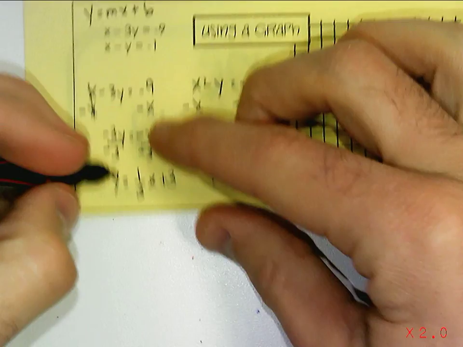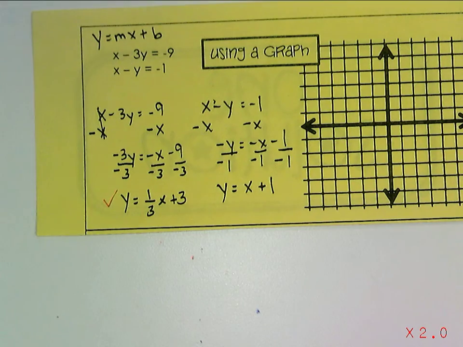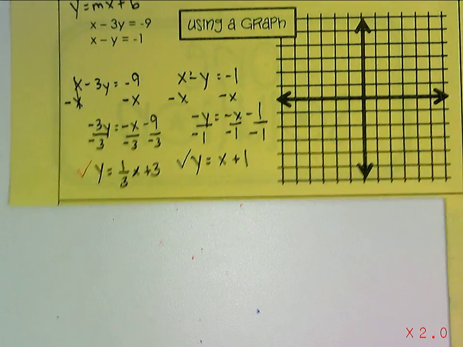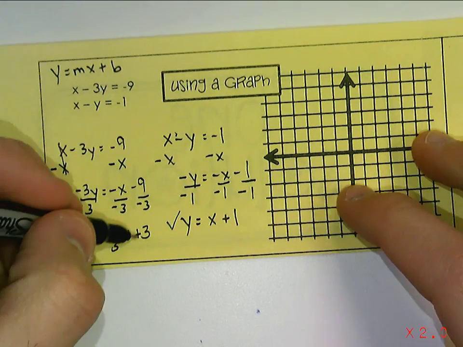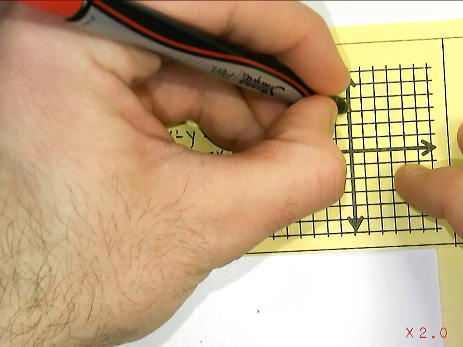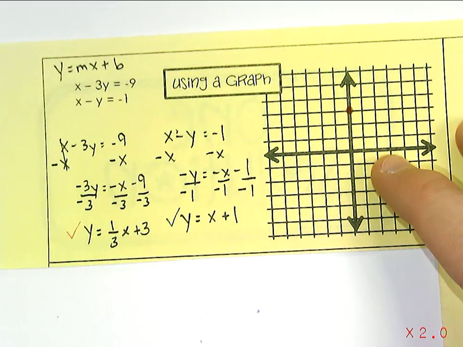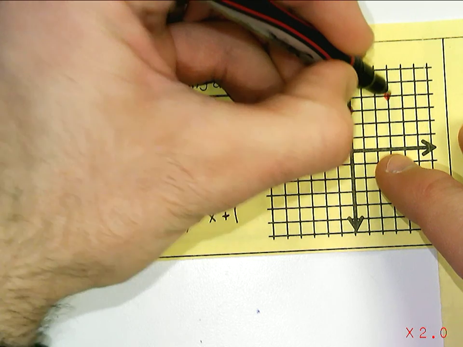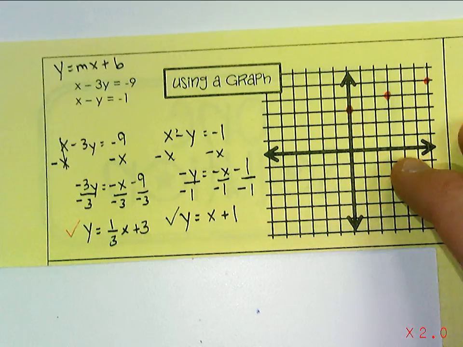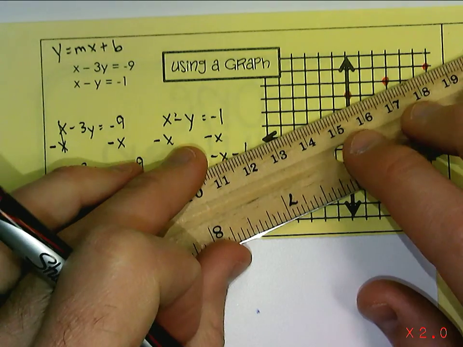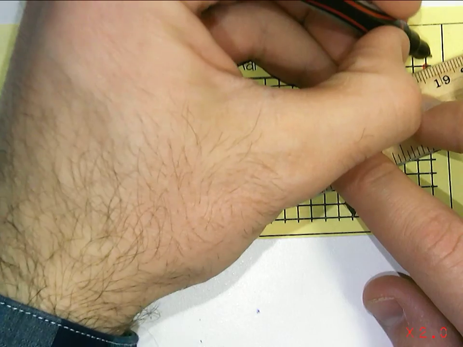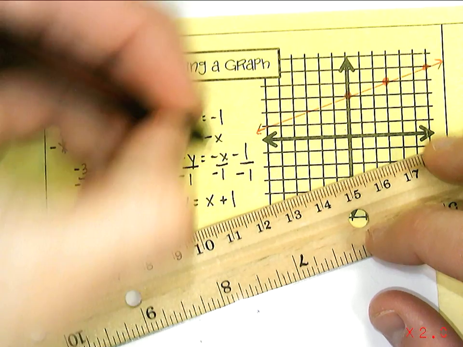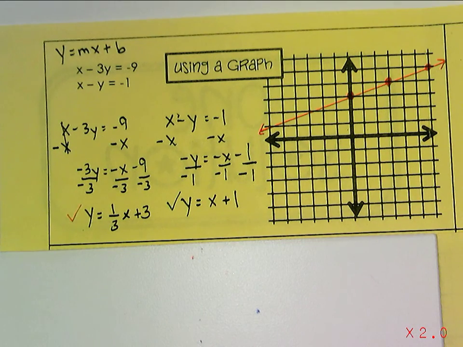So this line I will do in red, and this line I will do in blue. If I'm graphing this one, I'm going to plot at positive 3, because that's my y-intercept. And my slope is up 1, right 3, up 1, to the right 3. We have 3 points in order to make a line. We only need 2, but we use 3 to check. Use a straight edge to ensure that we get the right intersection point on this one.